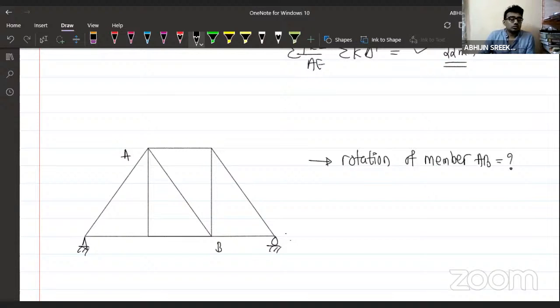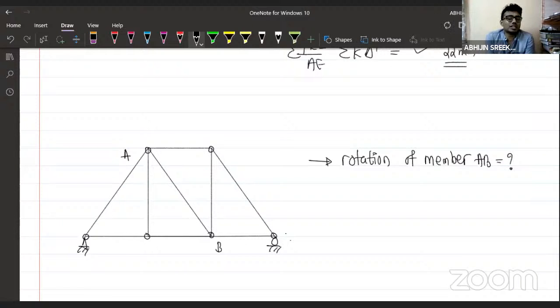What will you do? We know it's a truss, right? We know it's a pin-jointed plane frame, or it is a truss. How to calculate the rotation of this member? What will you do? That's my question. Which method will you be using here?